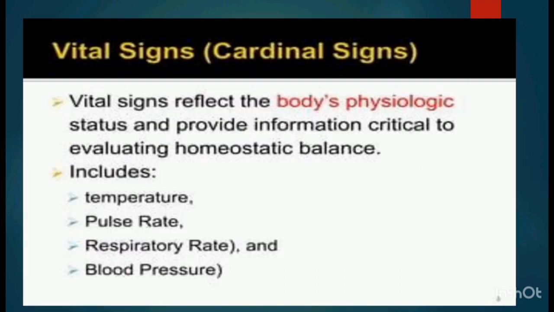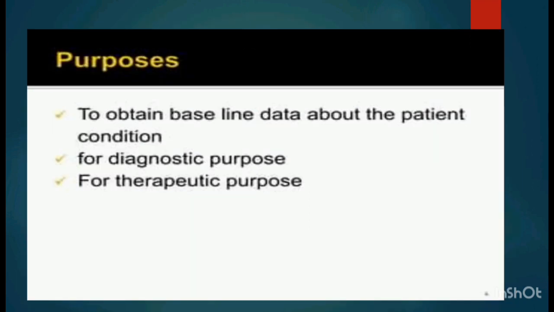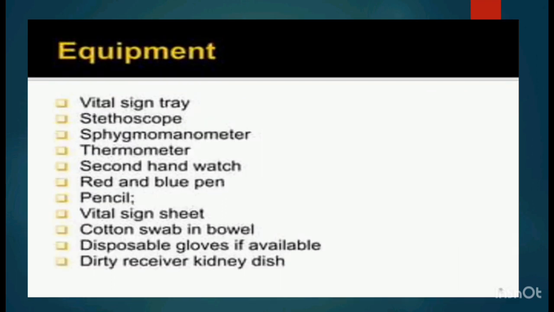Vital signs, also known as cardinal signs of the body, reflect the body's physiological status and provide information critical to evaluate homeostatic balance in the body, which include temperature, pulse rate, respiratory rate, and blood pressure. So, for what purposes do we assess the vital signs? It is to obtain baseline data about the patient's condition, or for a diagnostic purpose, or a therapeutic purpose.